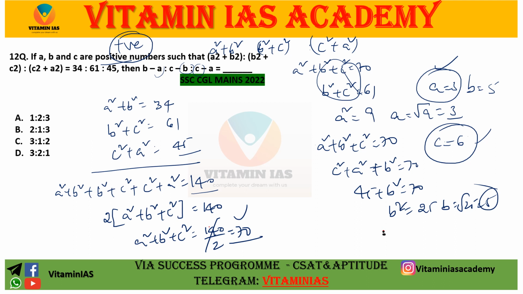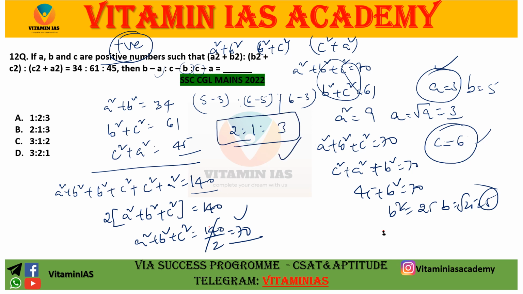B minus A, C minus B and C minus A here. B minus A means 5 minus 3, A value 3 and B value 5, which is 2. And C minus B, 6 minus 5, is 1. C minus A is equal to 6 minus 3, which is 3. So the final answer will be 2:1:3.